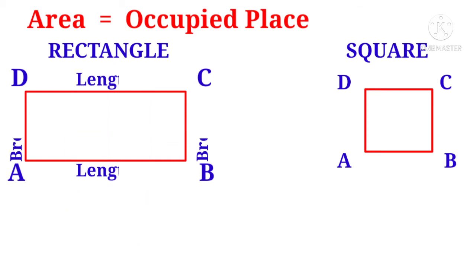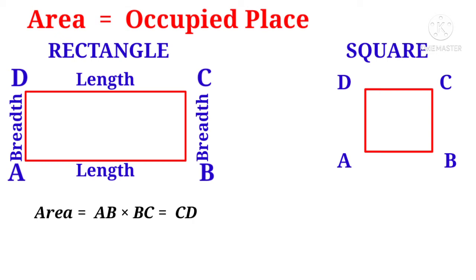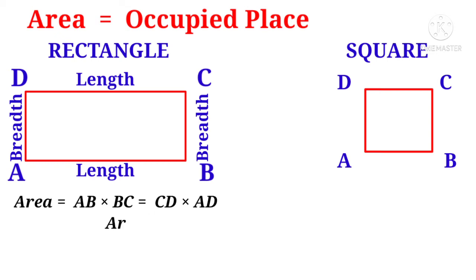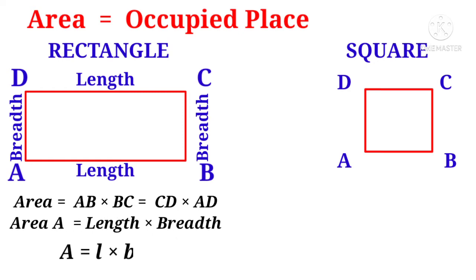Now let us write length in place of 4 centimeters and breadth in place of 2 centimeters. Now area is nothing but product of adjacent sides. That is area A is equal to AB into BC or CD into AD, or area A is equal to length into breadth. So A is equal to L into B is the formula for the area of the rectangle.